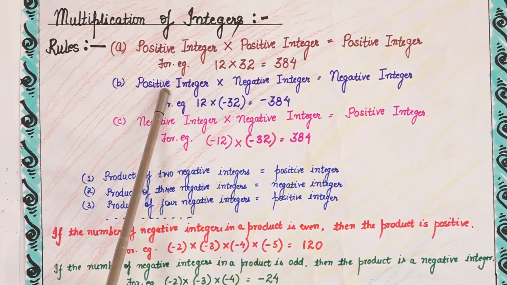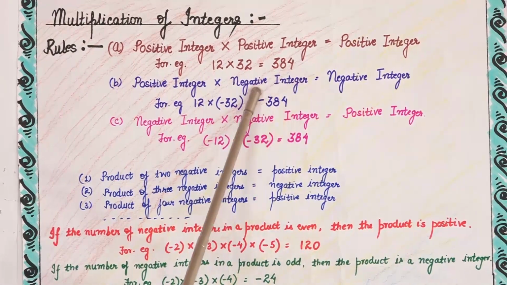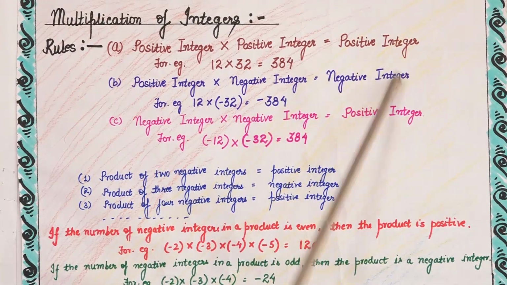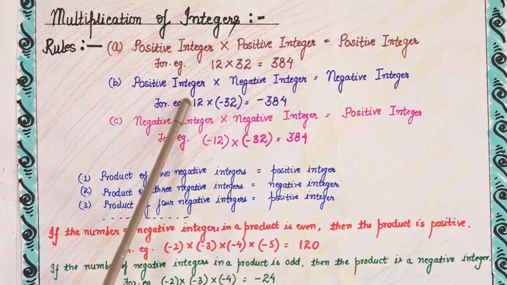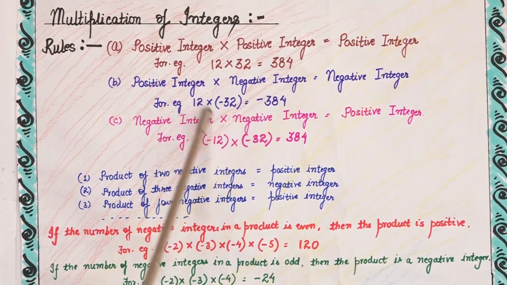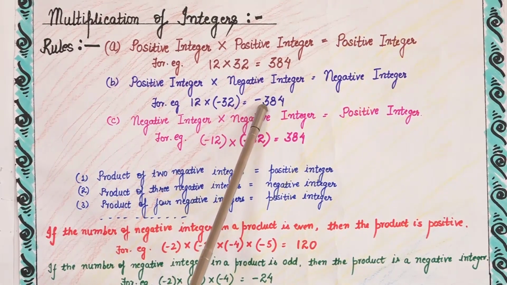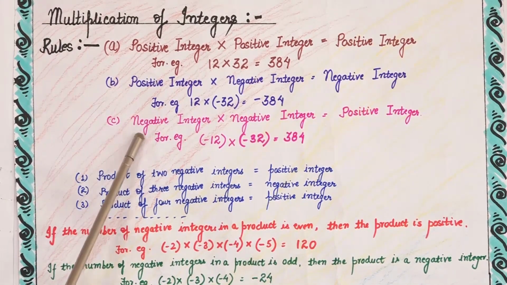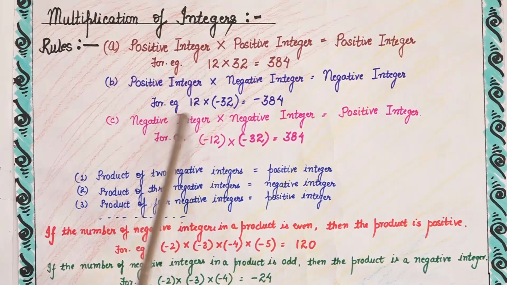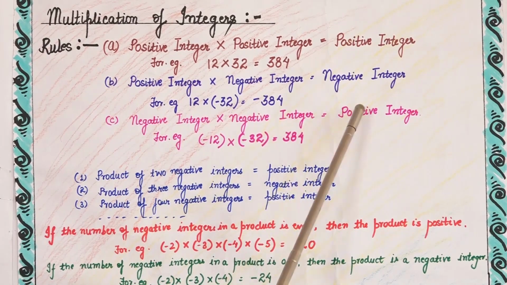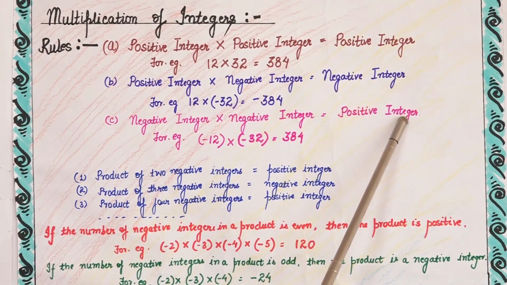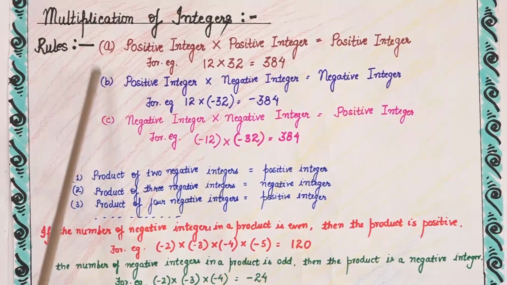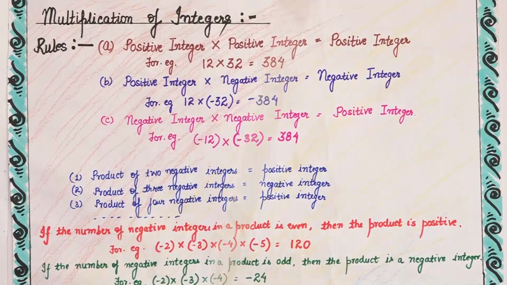Now suppose we want to multiply one positive integer with a negative integer. In that case, our answer will be a negative integer. You can easily check from this example: as 12 is going to multiply with minus 32, my answer will be minus 384. Now the third rule: when we multiply two negative integers, our answer will be a positive integer. These rules will help us every time we are multiplying two integers.